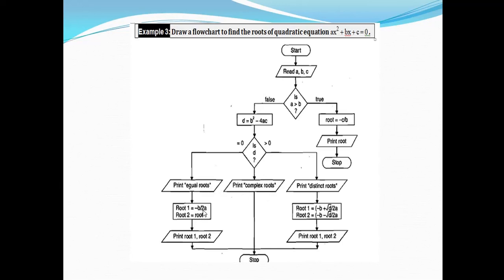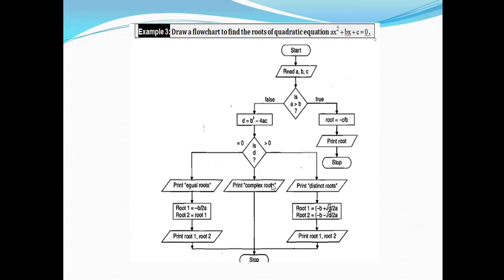The first root is minus b by 2a. Another one is plus b by 2a. These are the two roots. Equal roots are there: one is minus b by 2a, another one is plus b by 2a. So it has two equal roots, root 1 and root 2.